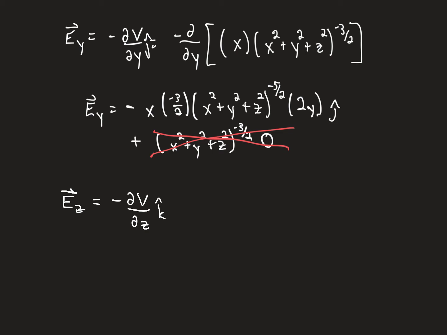Same thing, so it's like Ex. Yes. And we're also going to get a 0 for all of this other stuff because x is 0. Okay, so this would be negative 3/2 of x squared plus y squared plus z squared to the negative 5/2, and the derivative of that would be 2z. And that's in the k hat.